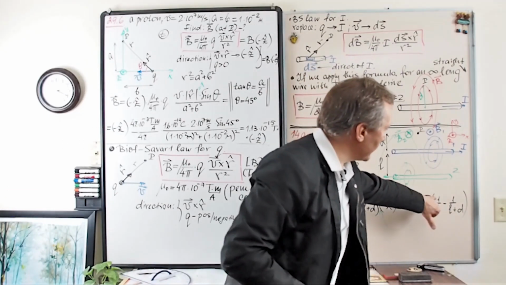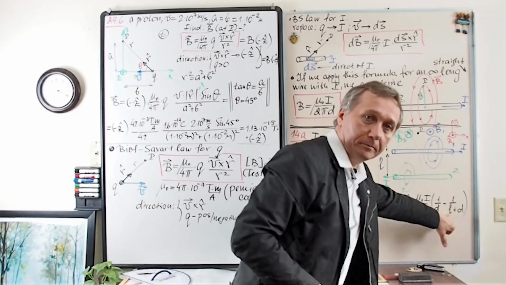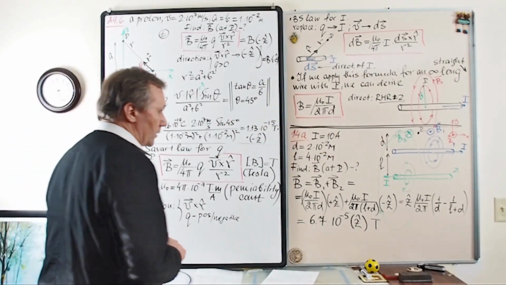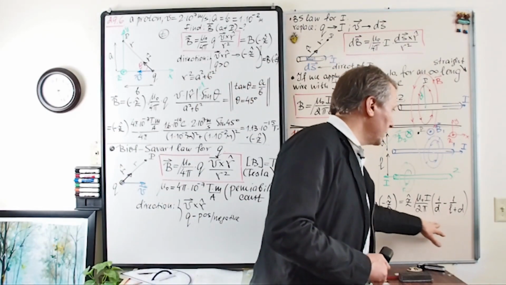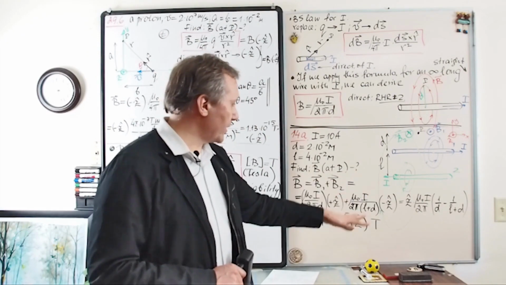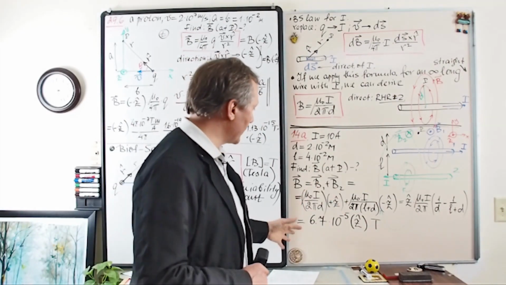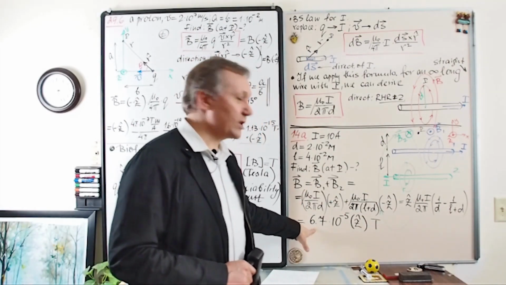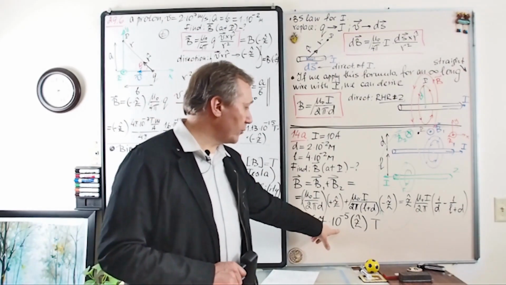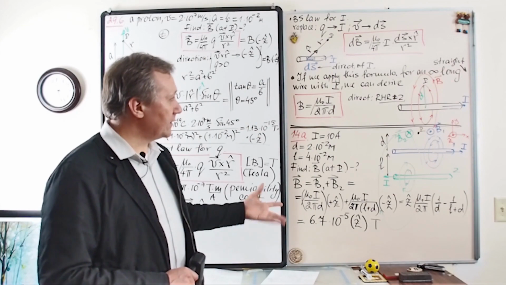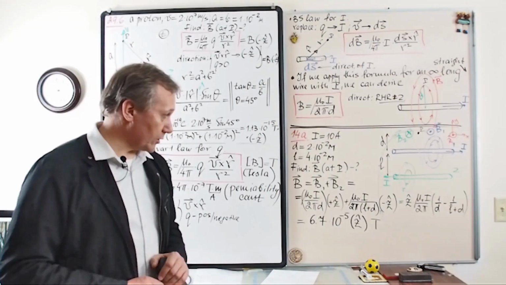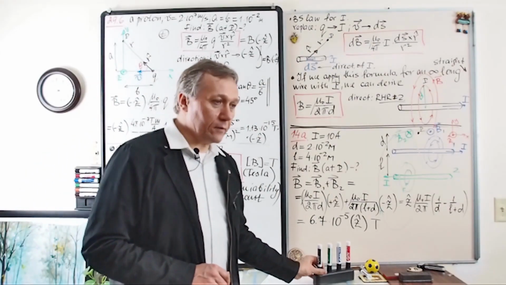Again, these are 1 and 1. This is L. Okay, and after calculating through these parameters, after multiplying, dividing, you will end up with 6.7 times 10 to the power of minus 5 Tesla, and the direction of the magnetic field is in the Z direction. Okay, it should be enough for today.